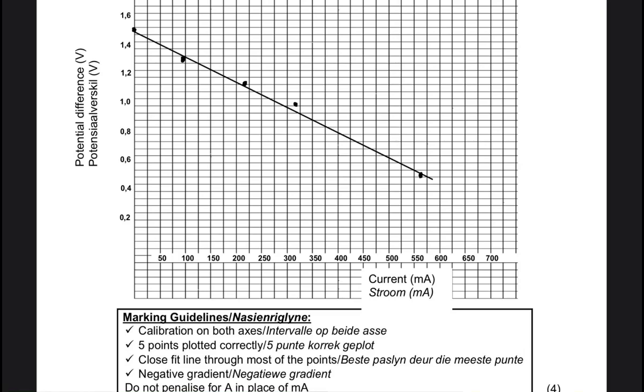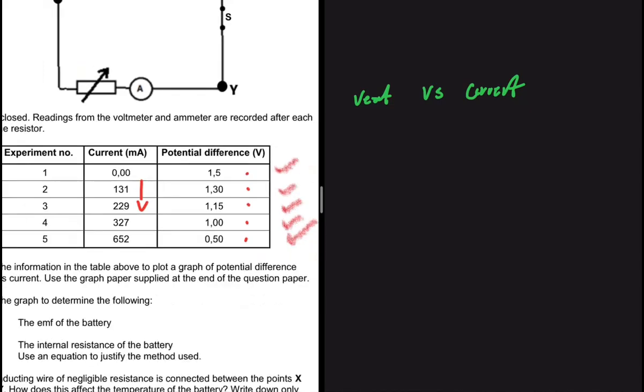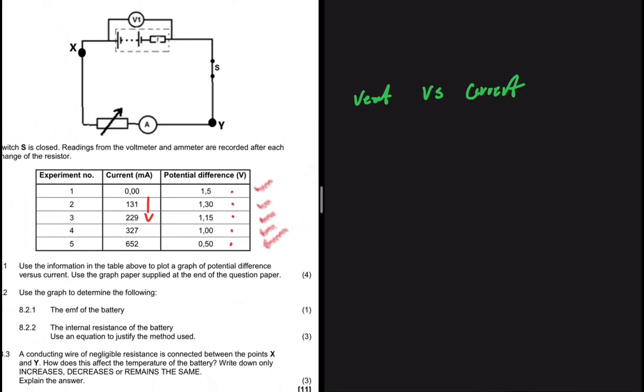If you include all 5 points, you get another mark. If you have a best line of fit, you have another mark. And the last mark is for a negative gradient. Your graph needs to be sloping down. As you can see here, when the current is increasing, the potential difference is decreasing. The question that really interests me here is 8.2.1.